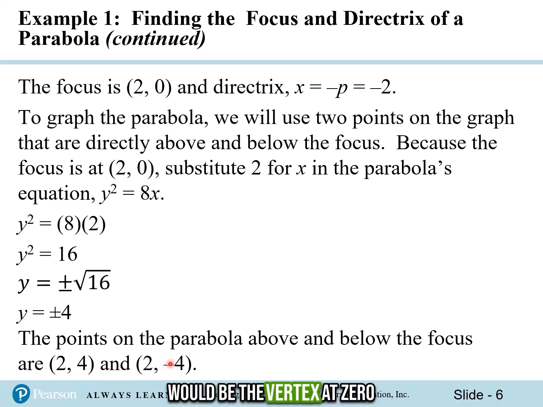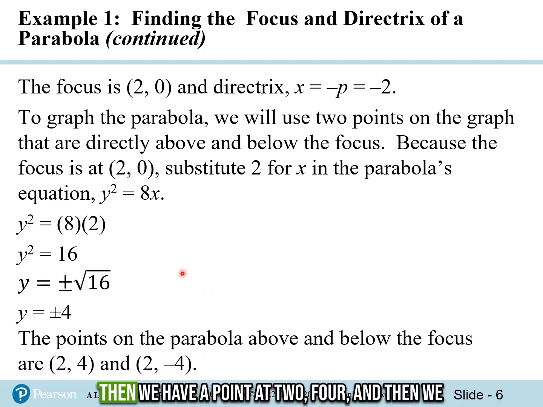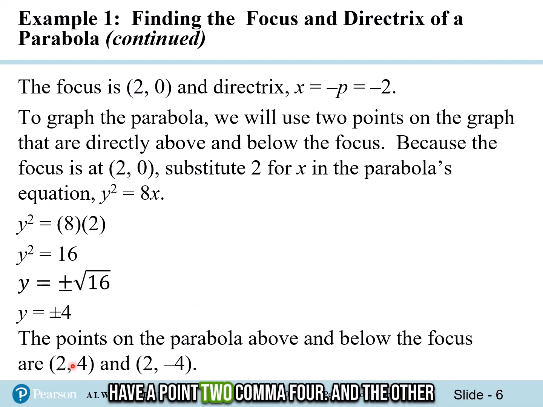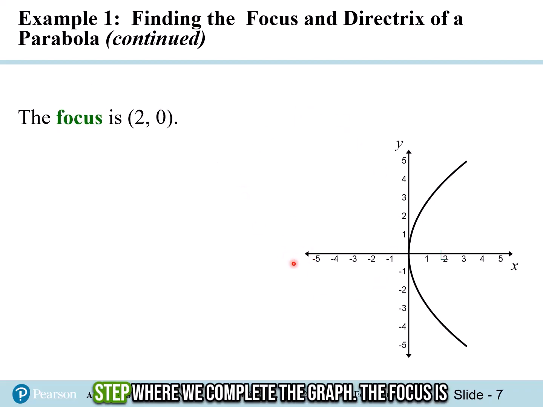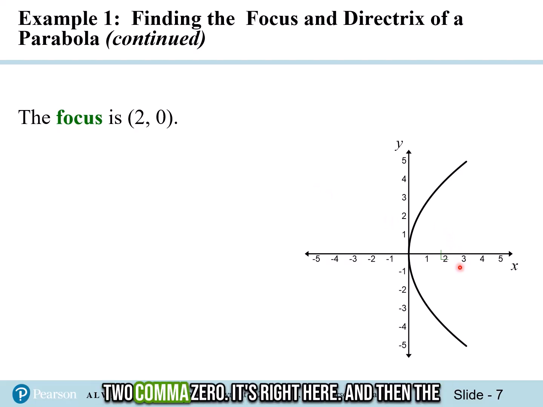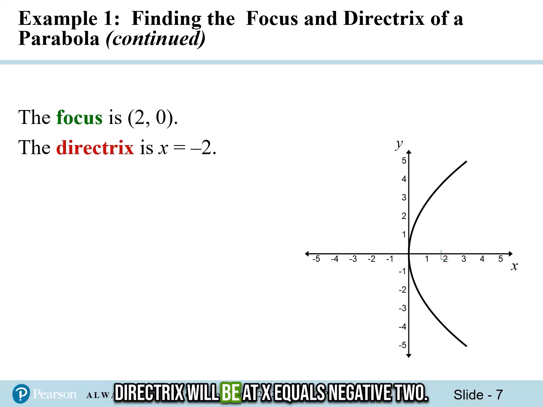One would be the vertex at (0, 0). Then we have a point at (2, 4), and the other point is (2, -4). Here's the final step where we complete the graph. The focus is (2, 0). It's right here. And then the directrix will be at x equals -2.